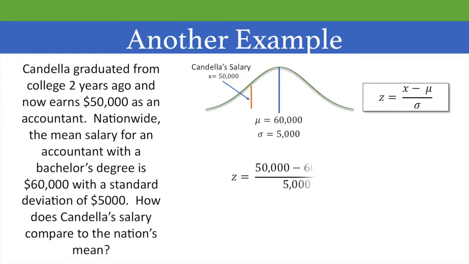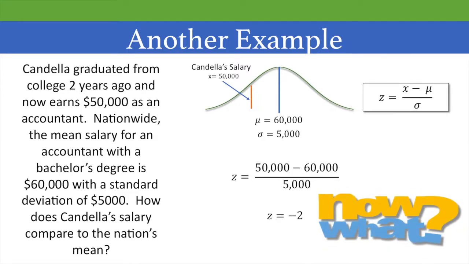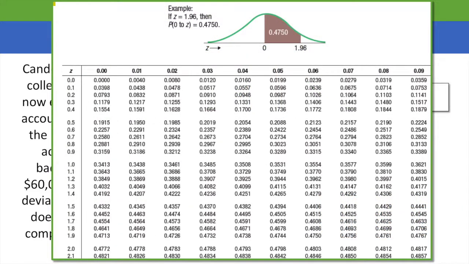Plugging our information into the equation, we get 50,000 minus 60,000 divided by 5,000 is -2. Okay, so now what? Well, we'll start by pulling up the z-table and finding our associated probability. Now, don't worry about the negative right now. We'll just find the 2 here and then, well, 0.0 here. Find where they intersect, and voila, we see 0.4772.